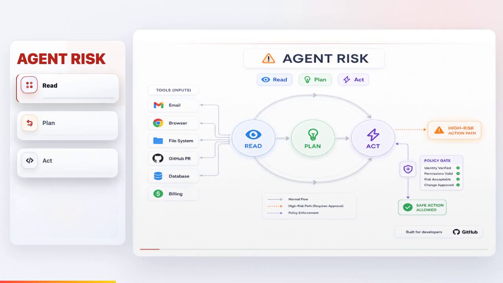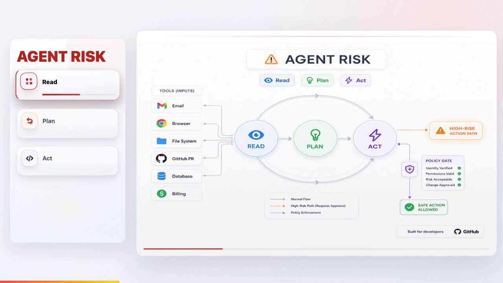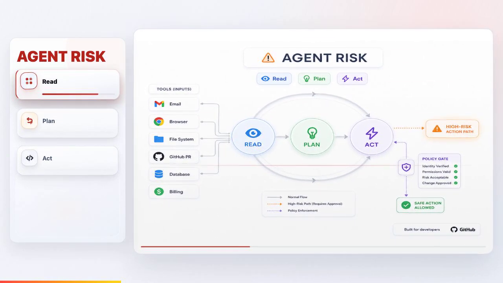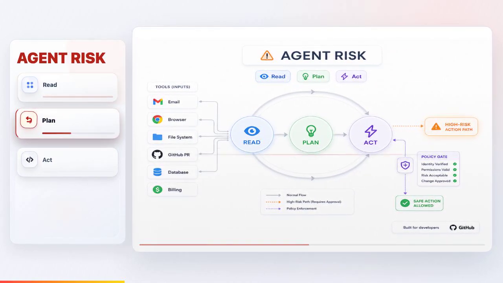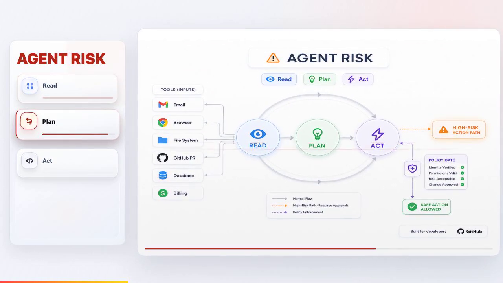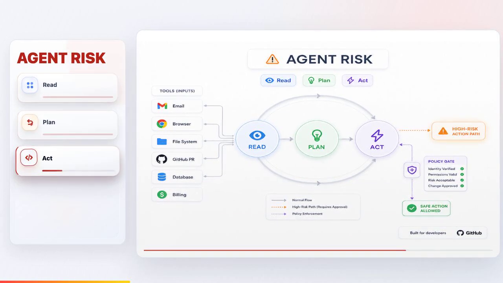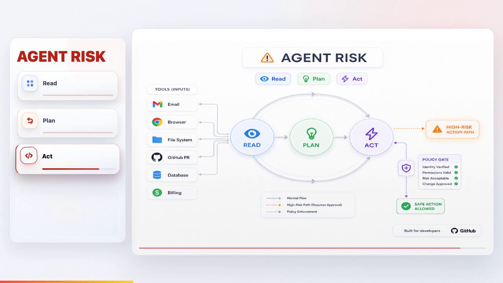In agents, the risk jumps. The model is not just answering, it reads untrusted content, plans steps, and uses tools. Prompt injection becomes serious the moment the agent can email, browse, write files, open pull requests, query databases, or spend money.